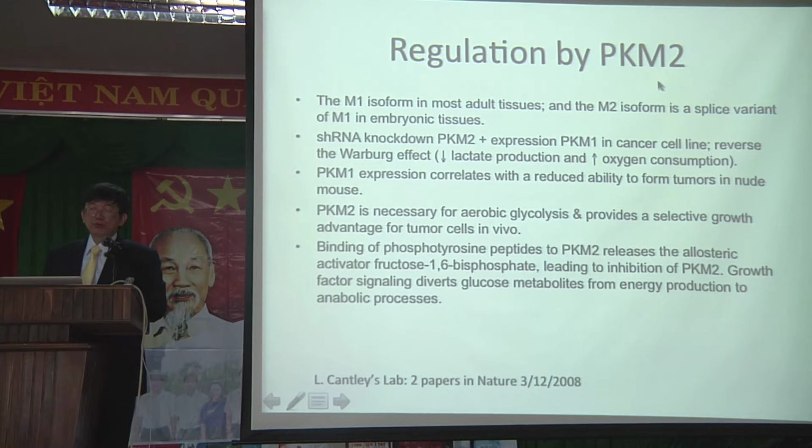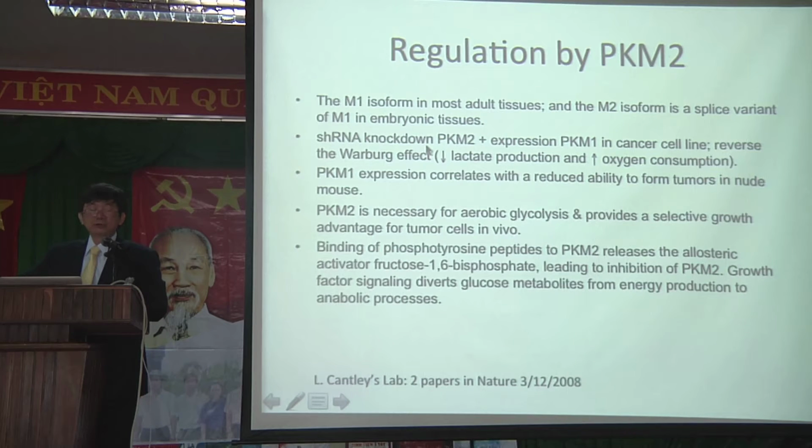So PKM2, pyruvate kinase M2, is actually an isoform. It is a splice variant of the M1 isoform in the embryonic tissue. The M1 isoform is normally expressed in adult tissue, but cancer cells choose to express the M2 isoform. This expression of the PKM2 isoform is very important because in Dr. Cantley's lab, there are two papers published in Nature that demonstrate the importance of this isoform.